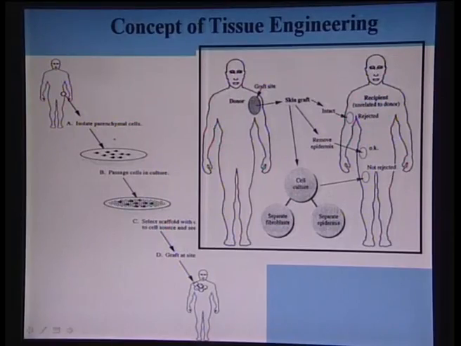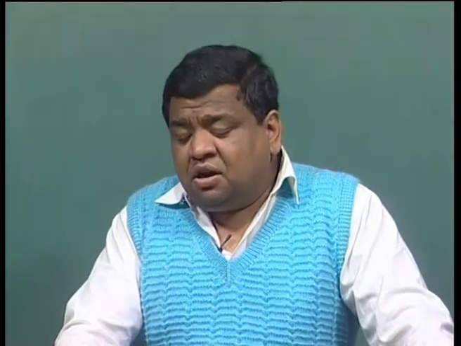Now, after the passaging of the cells, you can select the scaffold or the cell source and seed them. So, if you remember the definition of tissue engineering, whenever you want to develop some biological substitutes for a damaged tissue, you require a biomaterial, you require cells, and you require growth factor. Those are the three things.